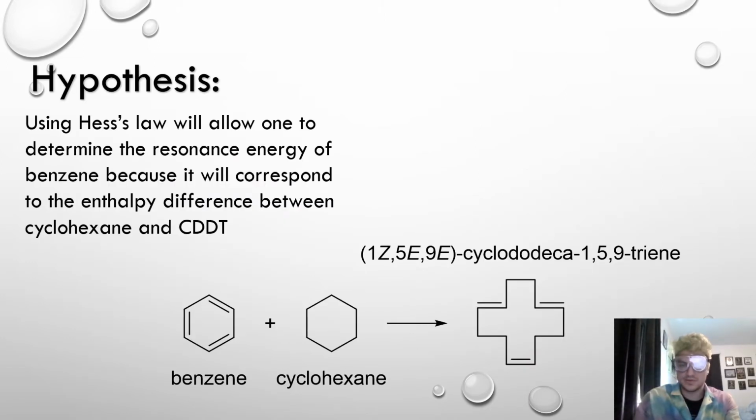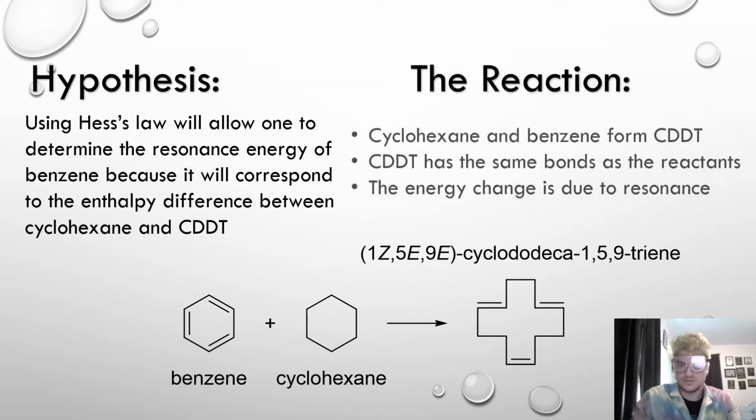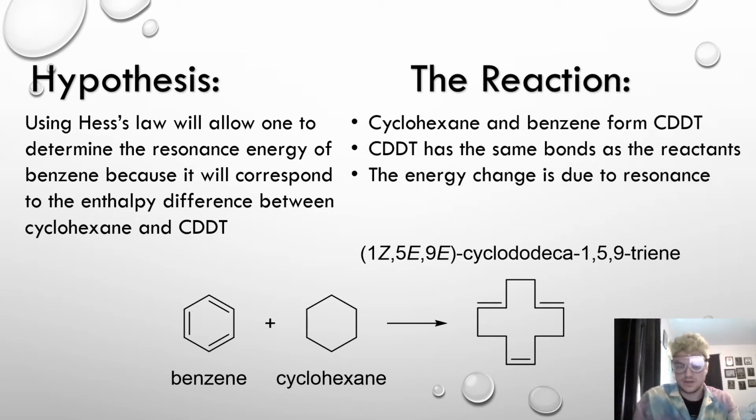So the basic chemical process that we will be observing in this experiment is the reaction between benzene and cyclohexane under heat in order to form cyclododecatriene, or CDDT for short. Now, this process will allow us to find the resonance energy of benzene because cyclododecatriene, cyclohexane, and benzene each have the same bonds and same number of bonds between the carbons of the molecule. So the only thing changing is that we're breaking the aromatic system of benzene and taking away that extra stabilization energy from it.